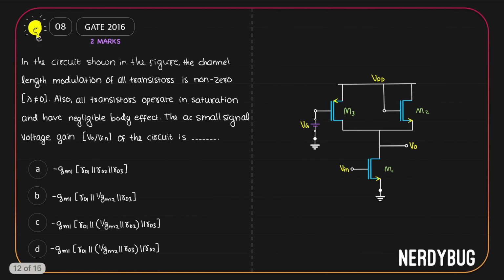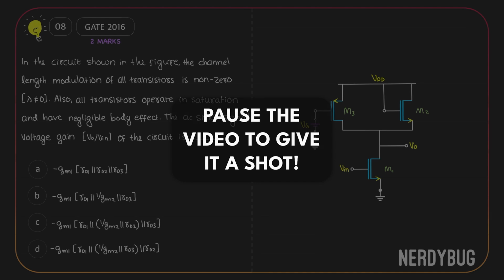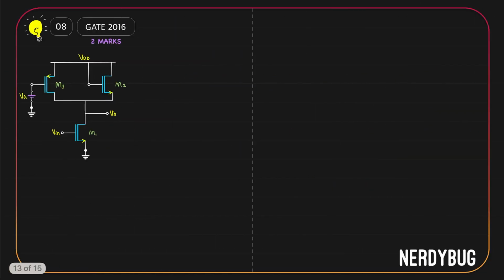Let us see the next problem. In the circuit shown in the figure, the channel length modulation of all the transistors is non-zero. Also, all transistors operate in saturation region and they have negligible body effect. What we have to find out is the AC small signal voltage gain of the circuit. Let us see how we can do this.